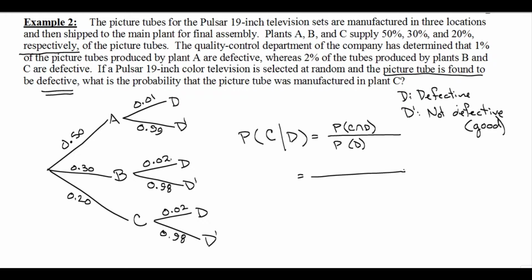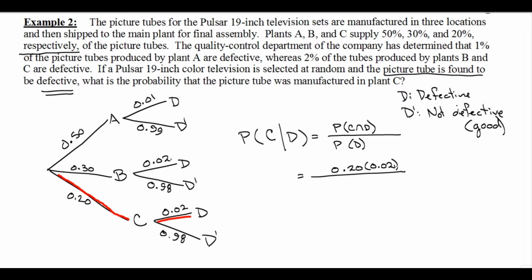To find the probability of the intersection, we need to figure out what path goes through both C and also D, because both of those have to occur, or intersect, so that goes through C and D. And so how do we find the probability of that? We multiply along the tree. So 0.20 times 0.02.